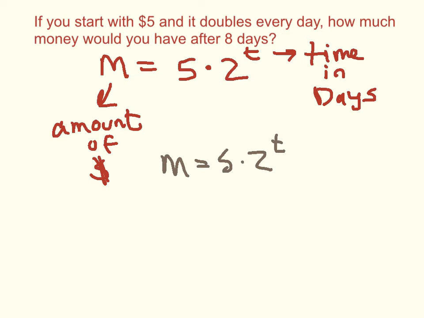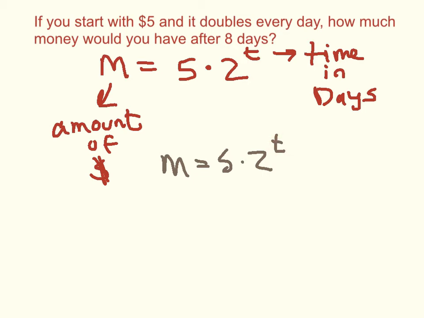Now this may seem slightly obvious, but when we get to a more complicated example, you're going to have to know whether or not it's going in for T or for M, and depending on what you're plugging in for, you have to solve it in two very different ways. But this one is pretty straightforward. We're told that 8 days have passed. That's telling us the time.